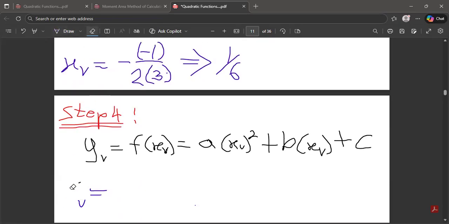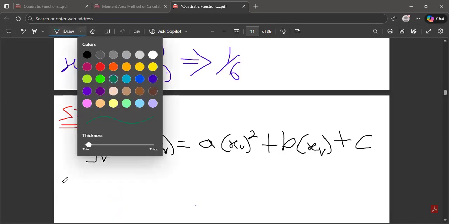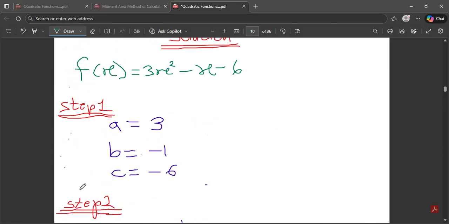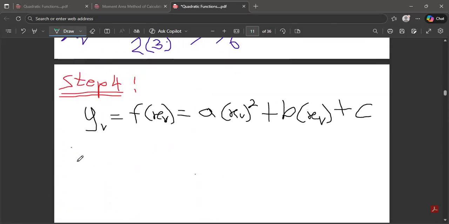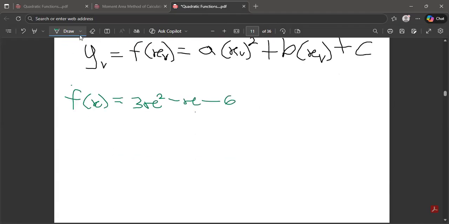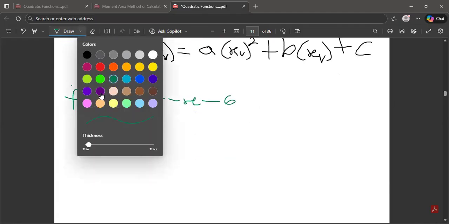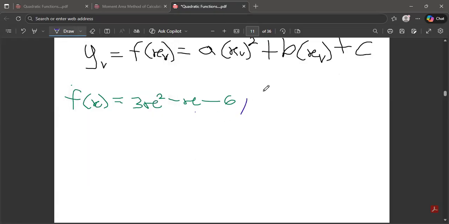Okay, 1 over 6. No, let me break it into sections, okay? Else you may get confused. So the real question that was given to us, our f of x was in the form of what? Mention it for me. 3x squared minus x minus 6. So at the end of the day, if you want to substitute everything into it, what are we going to get? But our x at V is equal to what? 1 over 6.